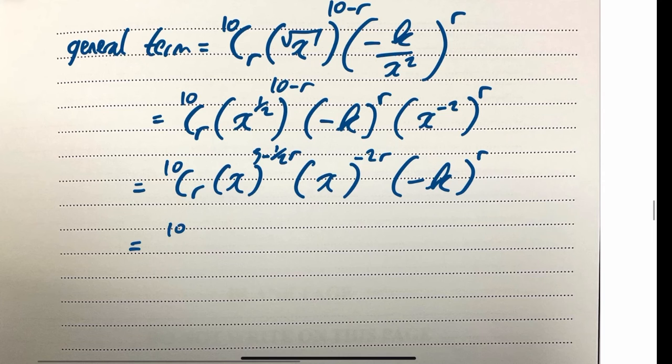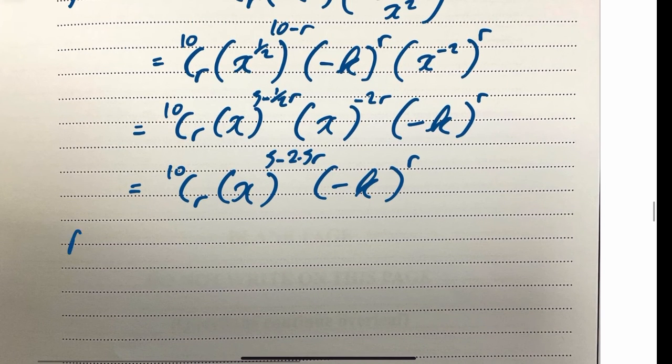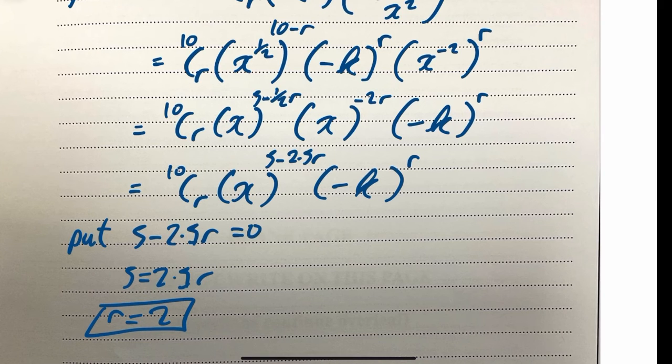Still tidying. We're going to have 10 C r. And then we're going to multiply these two terms together here. So they're going to become just a single x to the power of 5 minus a half r minus another 2r, which is going to be minus 2.5r. And then we have minus k to the power of r. So if it's a term independent of x, we want to put the x power equal to 0. So 5 minus 2.5r equal to 0, which means 5 is equal to 2.5r, which means we work out r is equal to 2. So you've got your r equal to 2.